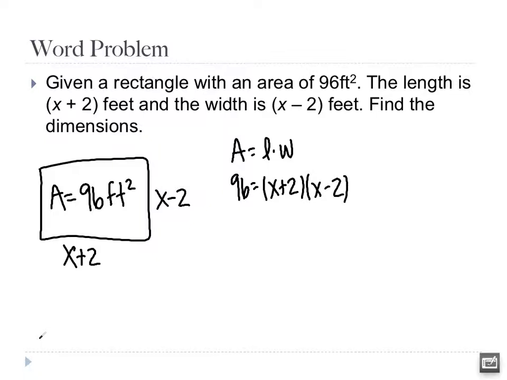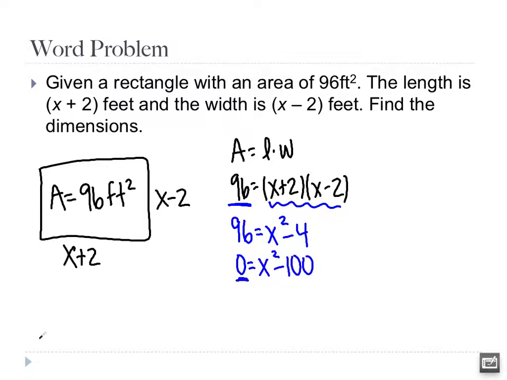Now, in order to use the zero product property, our equation has to be set equal to 0. It is not in this case. So I'm going to start by multiplying out this right side. So keep the 96. When you multiply the right side, you get x² - 4. We want to set this equal to 0, so subtract 96. You end up with x² - 100. Now I'm equal to 0, so I'm ready to factor. This is a difference of squares. Factors to be (x - 10)(x + 10). Solving both, I get x = positive 10, I get x = negative 10.